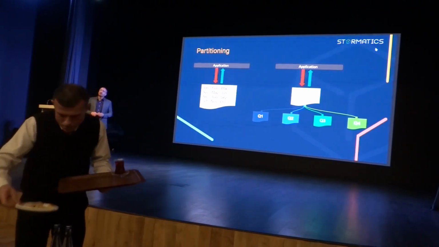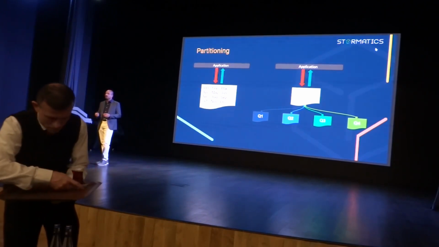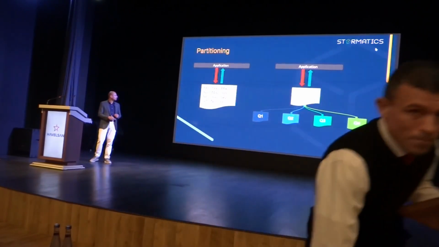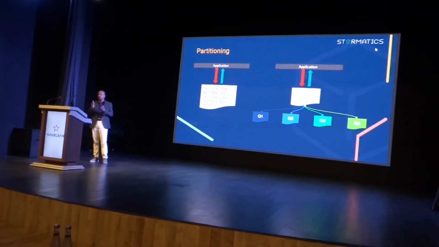Or you could partition by quarter. So January, February, and March are in Q1. April, May, and June are in Q2, and so on and so forth. So you've got 3 months each in these partitions.